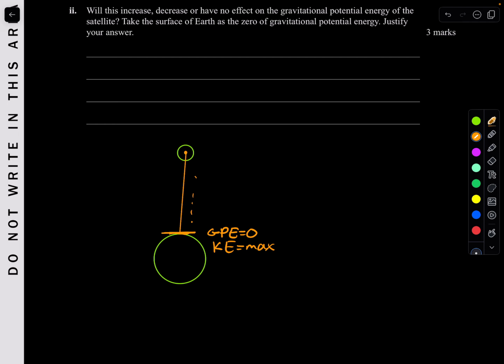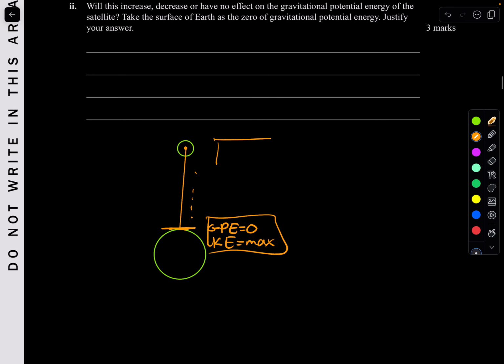So what's happening to all that loss of kinetic energy? It is being transformed to gravitational potential energy, because remember, adding these two must equal a constant value. The total energy must be constant. So the loss of kinetic energy as you're going higher and higher is all being transformed to gravitational potential energy. So the higher the orbital radius, the higher your gravitational potential energy will be. That is how I would have explained that.